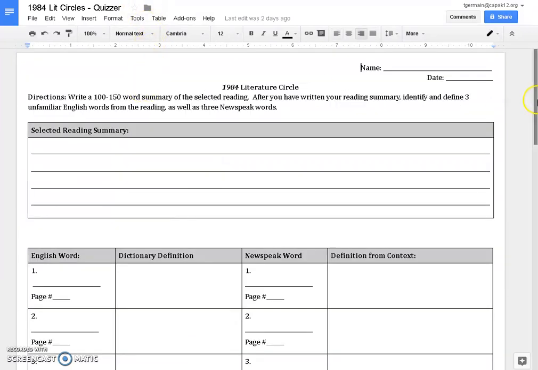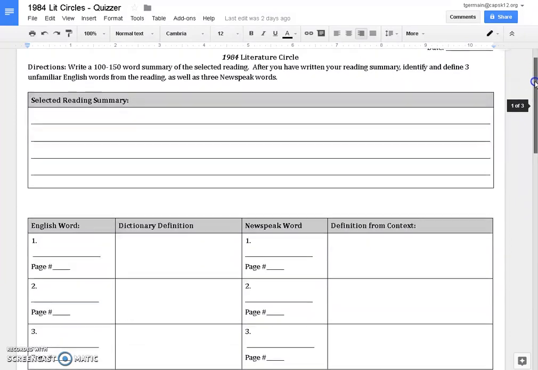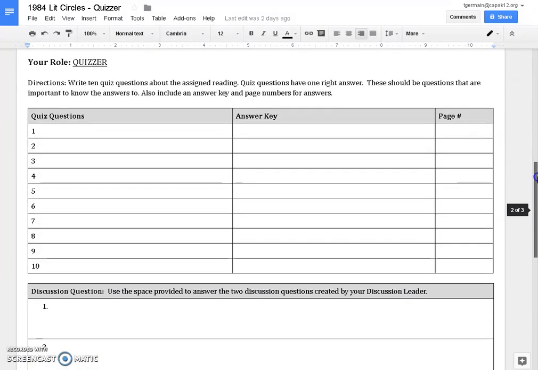The second job is to be the quizzer. Again, you see that the front side of this sheet is the same. The back side looks like this.